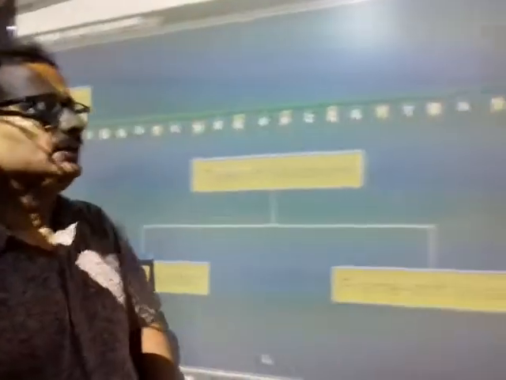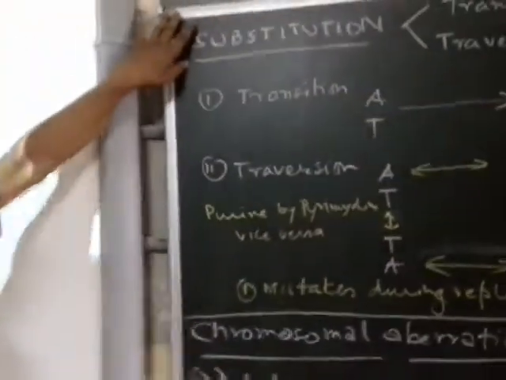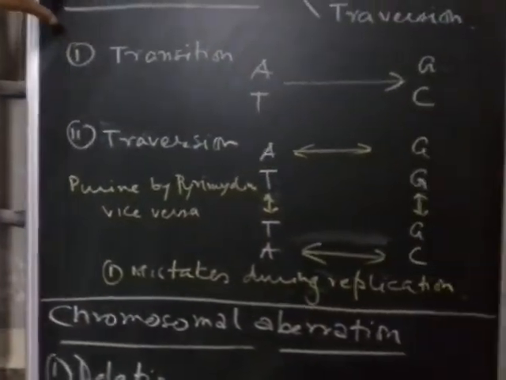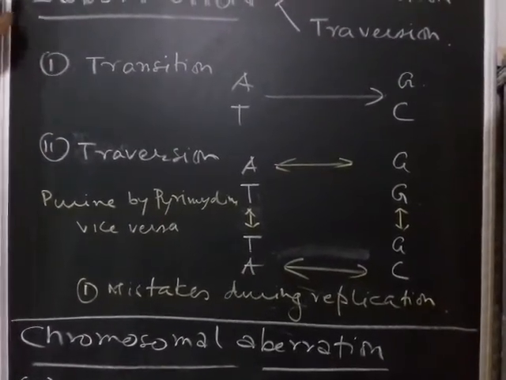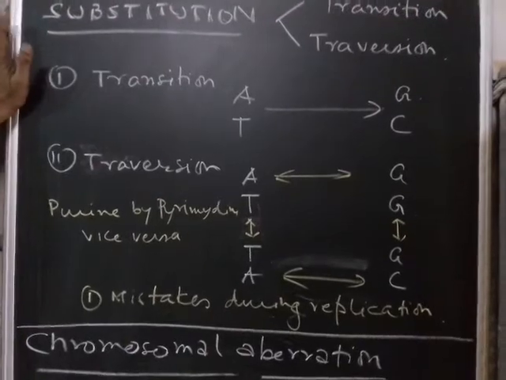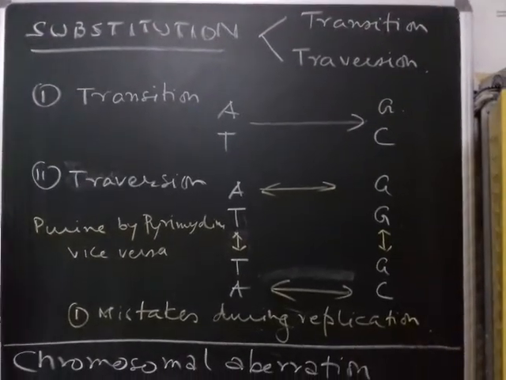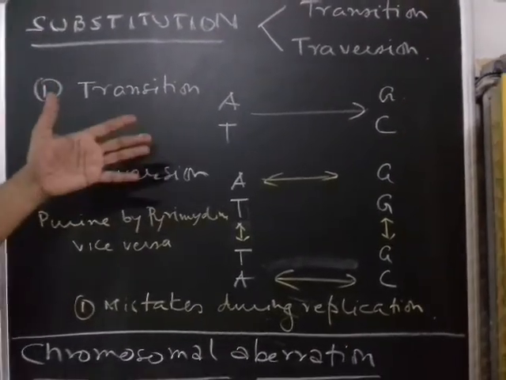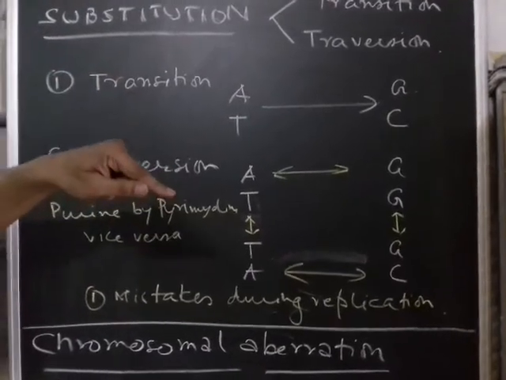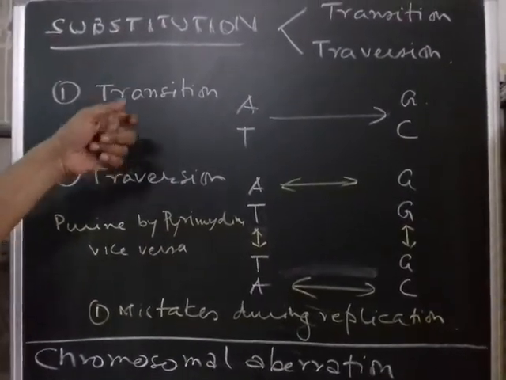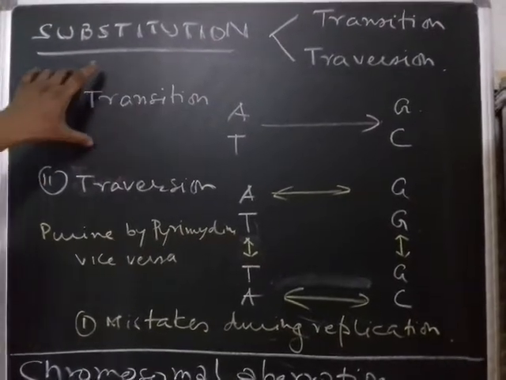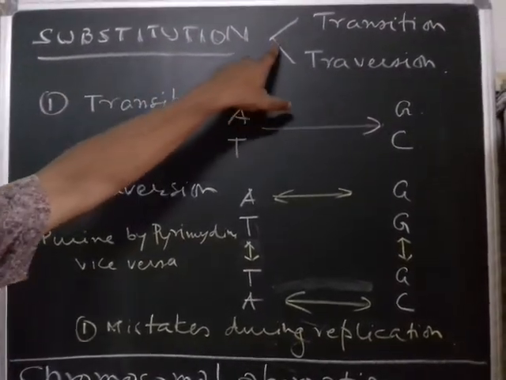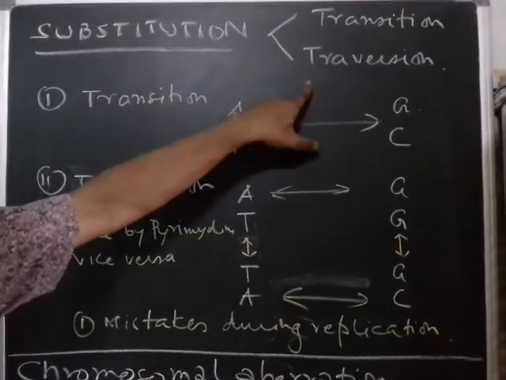Now the second type is substitution. This is another form of mutation where a wrong base is copied. It can be a purine which is replaced by a wrong purine, or it can be a purine replaced by a wrong pyrimidine. So substitution is of two types, which are called transition and transversion.